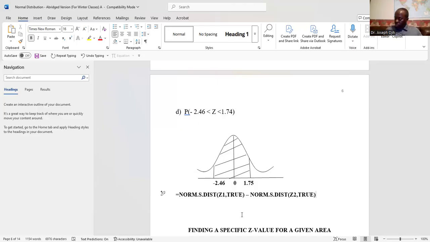Okay, let me write this Z1 and Z2 down. Z1 is negative 2.46. Z2 is 1.74. So we can just go to Excel and put it right in.